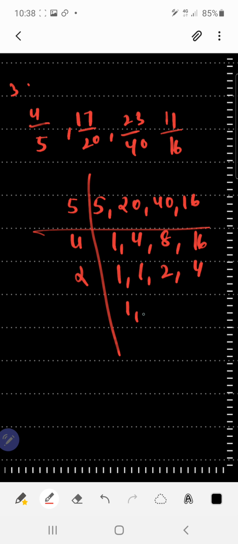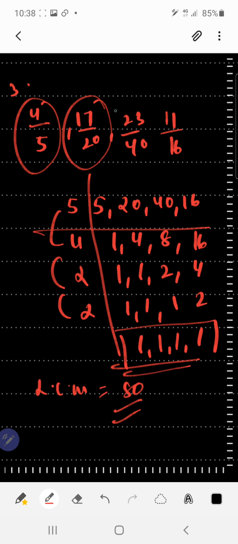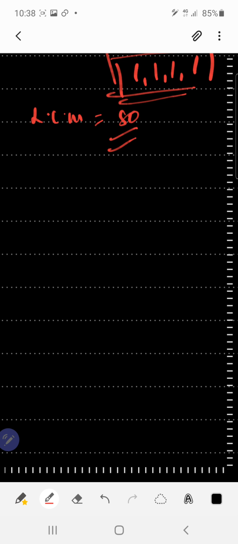I can go with the table of 1, 2 and again I'll go with the table of 2. Until and unless I don't get 1, 1, 1 here down, I'll keep on continuing. So I got 5, 4, 2, 2. And you will notice that when you multiply 5, 4, 2, 2, you will get LCM as 80. Once you got 80, you have to make each denominator 80, my dear kids. Can you do it? Yes, you can.